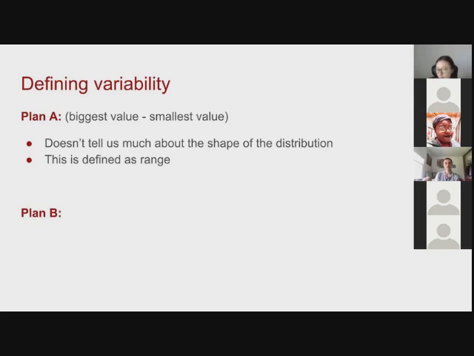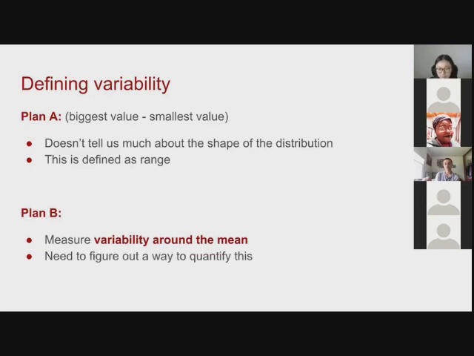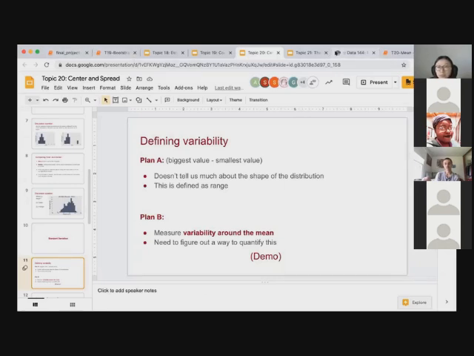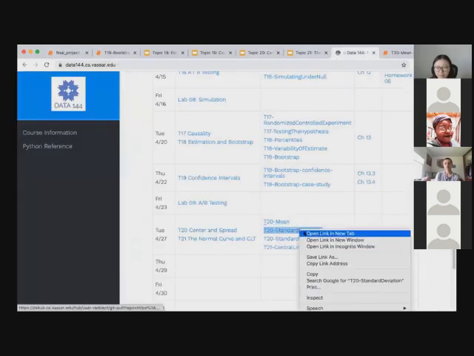okay? So another one, which is much more commonly used, is to measure the variability around the mean, okay? So this measure requires you to know the mean first, okay? Say, if I get a set of data, right? I compute the mean and measure the variability around the mean and then try to produce it as a statistic, okay? So the way to quantify this, let me show you in the demo and then I think we will be done for the day, okay?